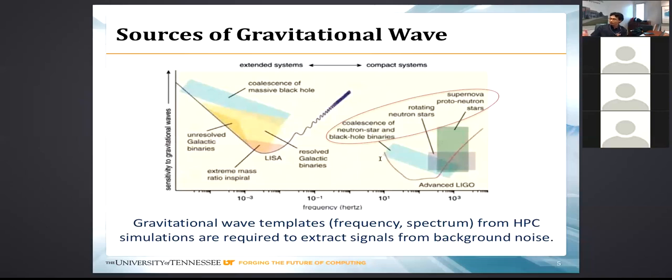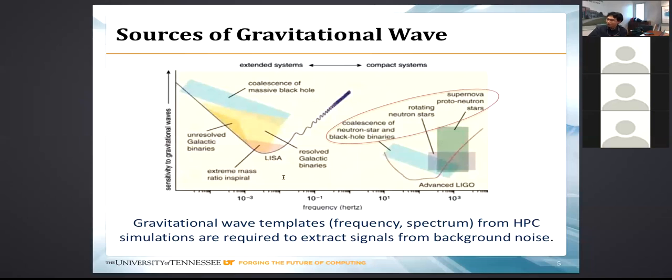Remember, this is accelerating massive objects, like a supernova explosion and the merger of a neutron star and black hole. As you can see here, this is frequency versus sensitivity to gravitational waves. We have Advanced LIGO, which can detect this kind of object, and LISA, which was in the plan. It's supposed to be able to detect objects with lower frequency. Not sure what the fate of LISA is now.